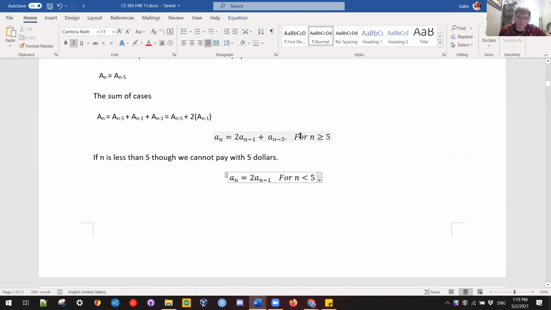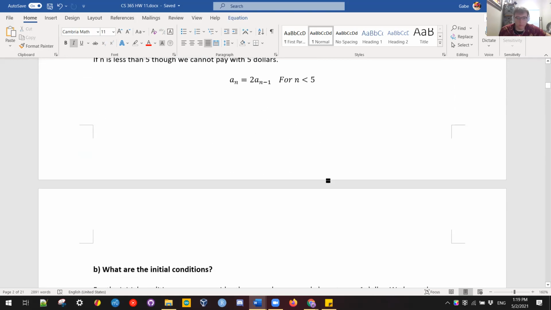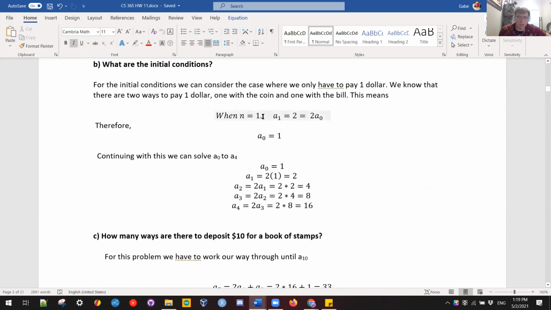So initial conditions would be everything before 5. So that'd be 0, 1, 2, 3, 4. The best way to start off is not really with 0, because that doesn't make sense. Like you have 0 ways to pay, doesn't really make sense in my mind. So starting with n equals 1 is really helpful because there's $1 that you have to pay.